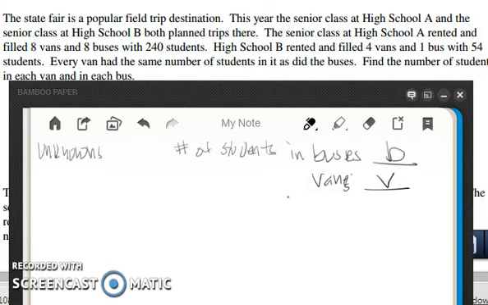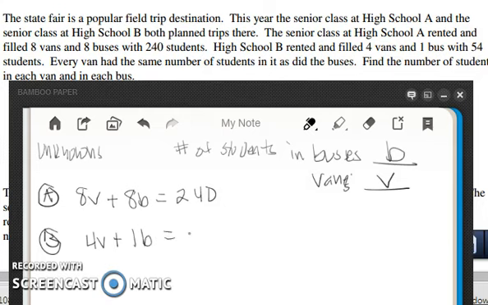Alright, well we have 2 different high schools, so that's actually going to help me with my 2 equations. I'm going to do High School A as my first equation. High School A rented 8 vans, so that would be 8 times V, plus they also rented 8 buses, and they filled up 240 students. Versus High School B, they rented 4 vans, and they rented 1 bus, and they filled up 54 students.